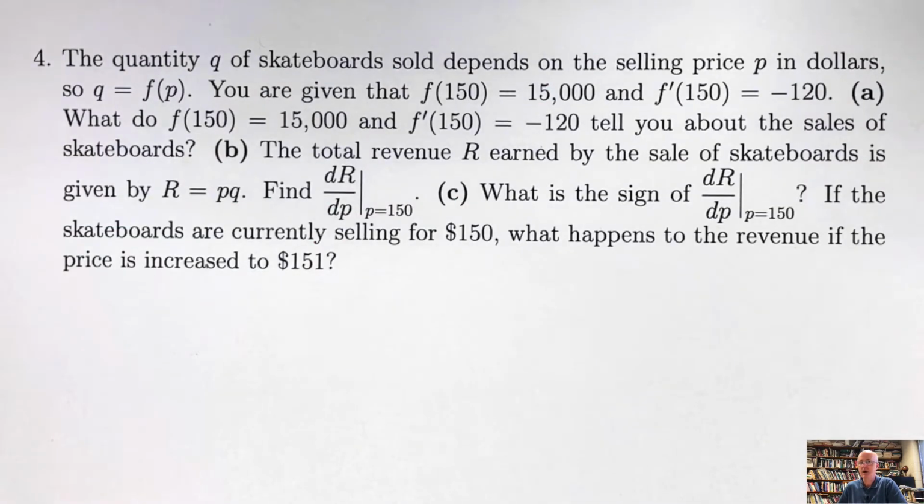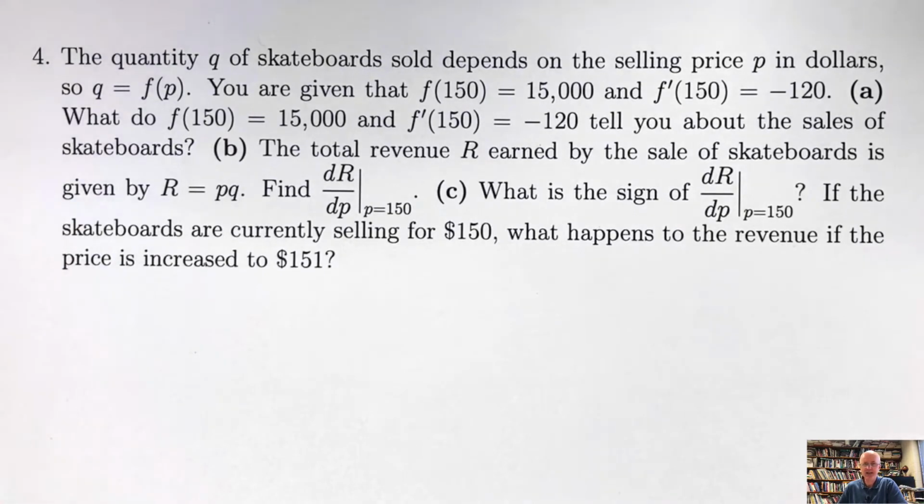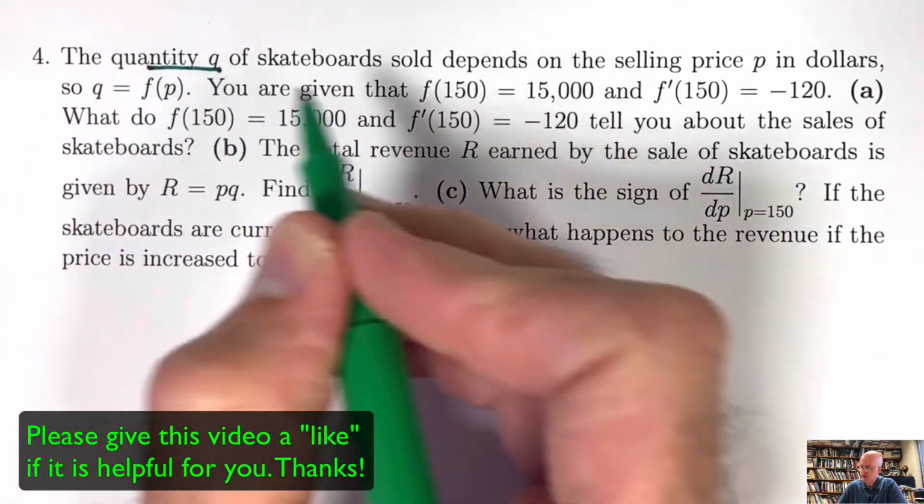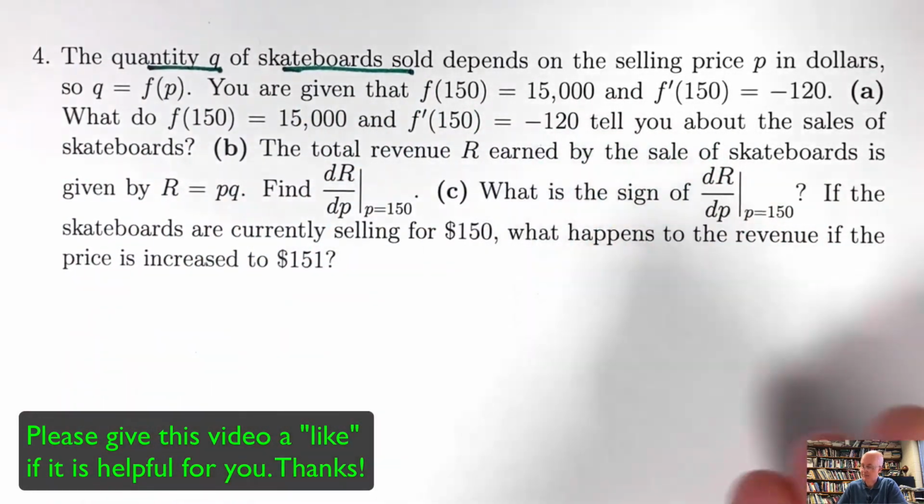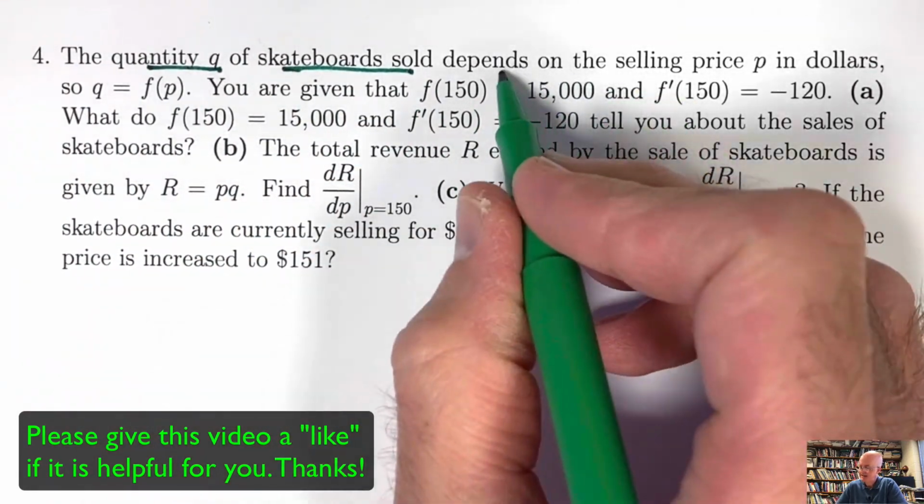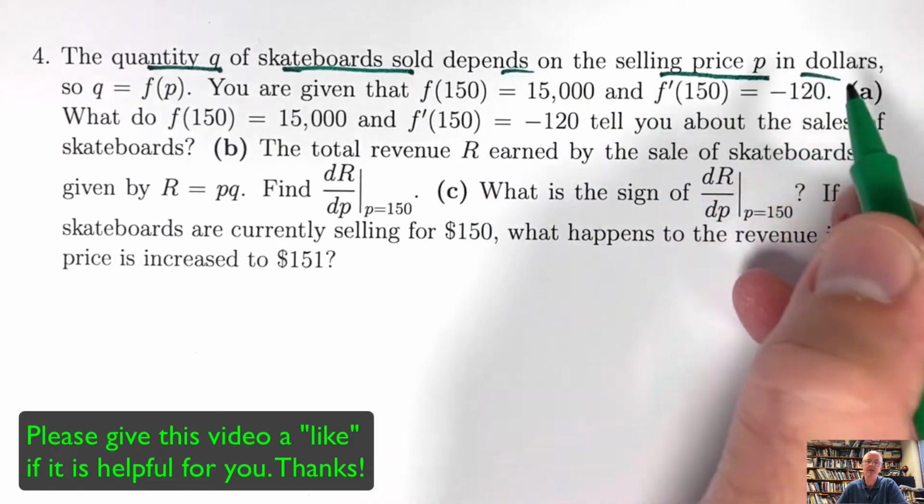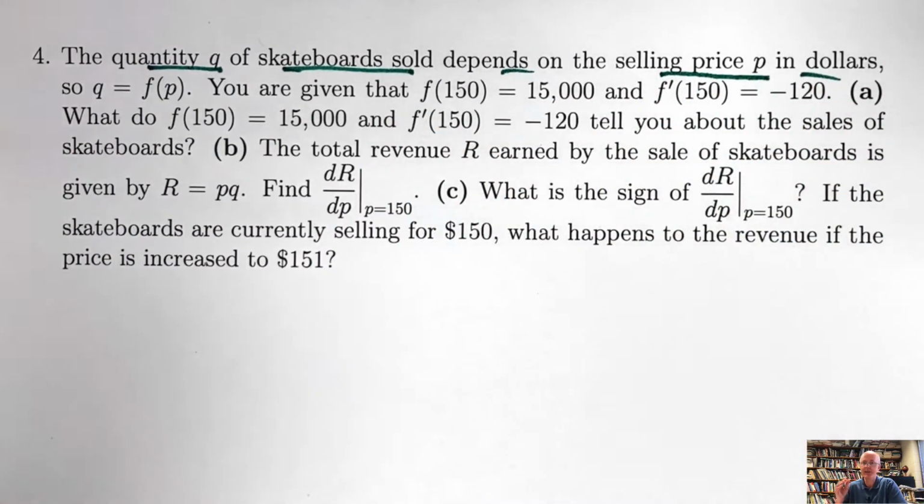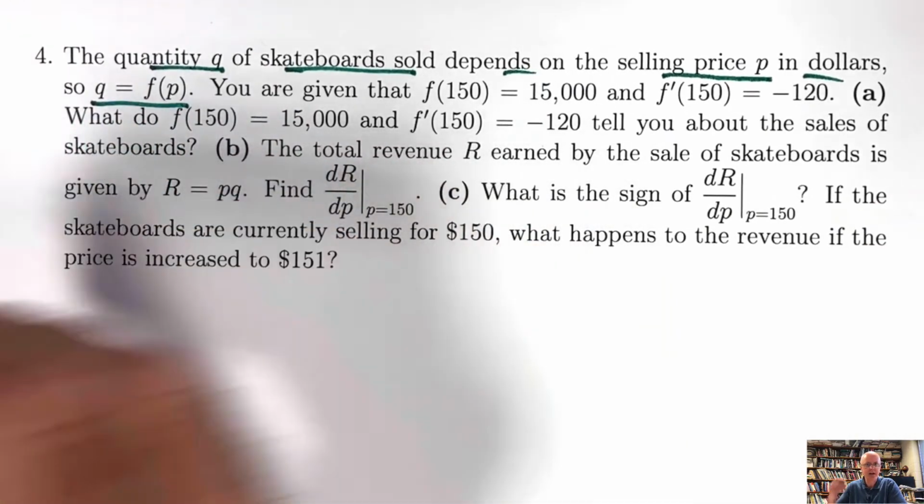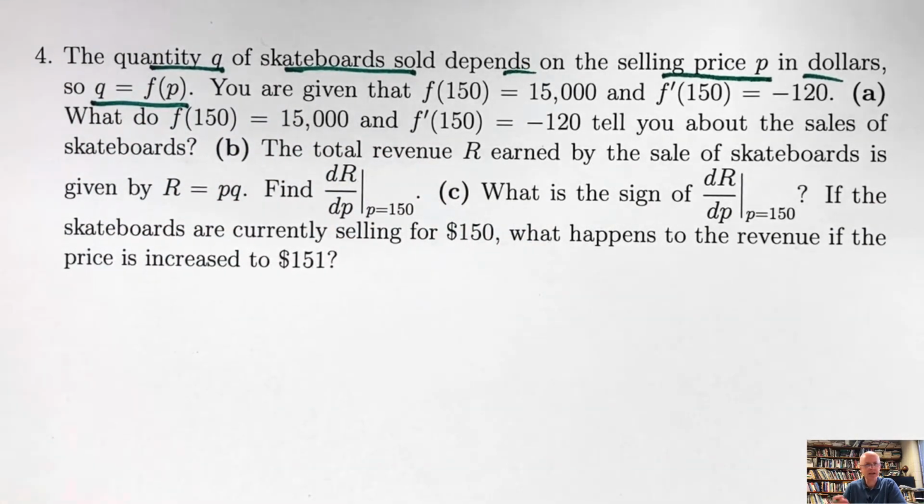Our last couple problems are going to be word problems that are kind of tricky when you look at this, and tricky to think about, but I think very important here. The quantity Q of skateboards sold, skateboards, it could be something else, depends on the selling price P in dollars. Think about this economically. As the price goes up, you're going to sell fewer skateboards in any given amount of time, maybe a month or something. So Q is a function of P. In fact, it would be a decreasing function of P. As P gets bigger, Q is going to get smaller.